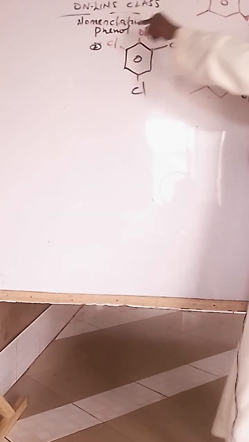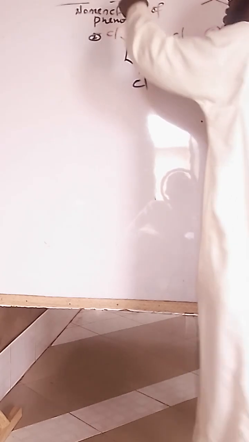Firstly, let's identify. We are still under the nomenclature of phenol. Is this a phenol compound? Yes, it is phenol. We can see the hydroxyl group attaching directly to this benzene ring. It is phenol. If we know that this is phenol, it's different from what we did earlier.